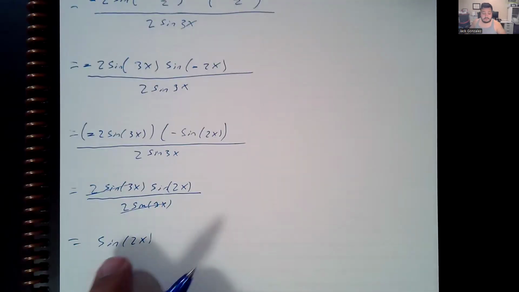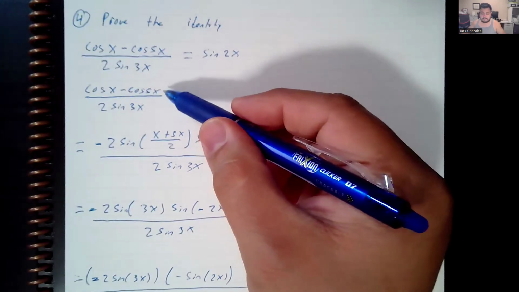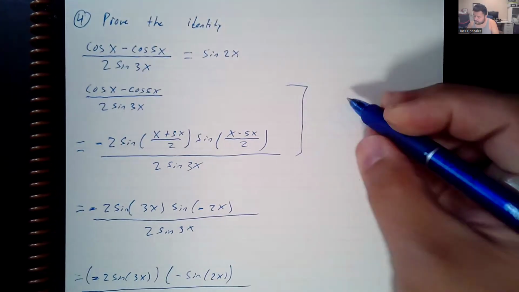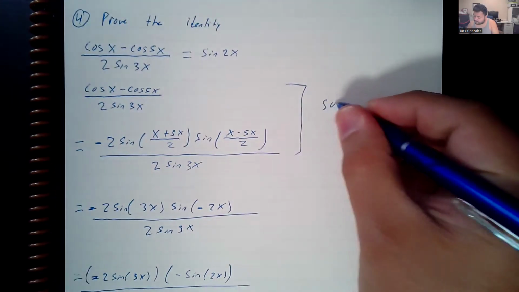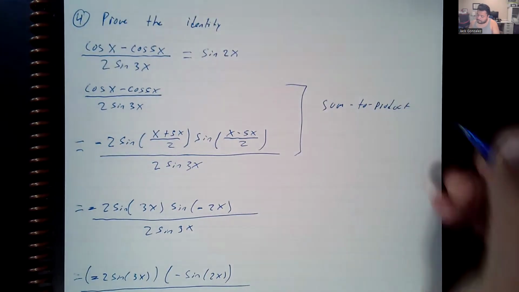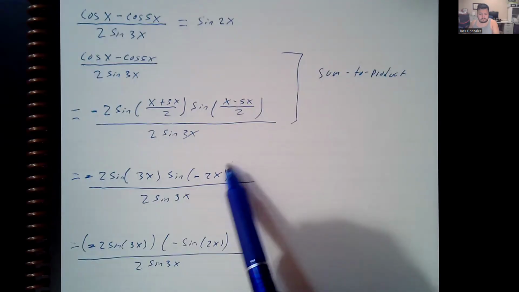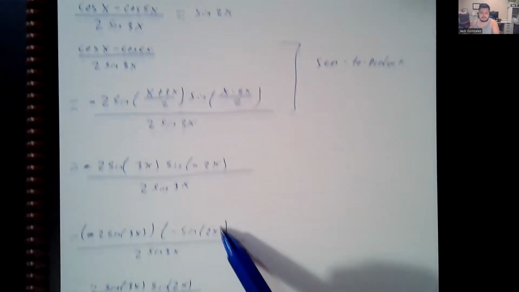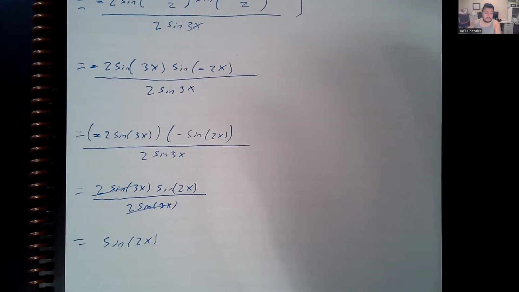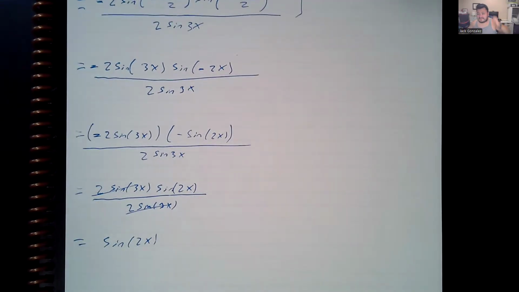So that's what we wanted to show. This side is equal to the right-hand side. So we start with this. Applied sum to products right here. And then we just did some addition, basic algebra, and we're done. And that's pretty much it for section 5.4. Yeah, I think that's what it was.